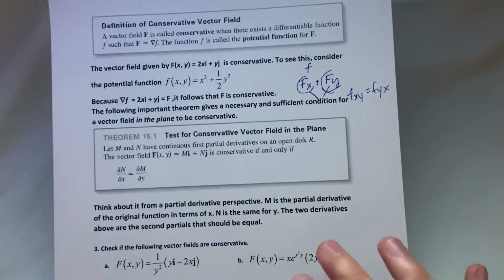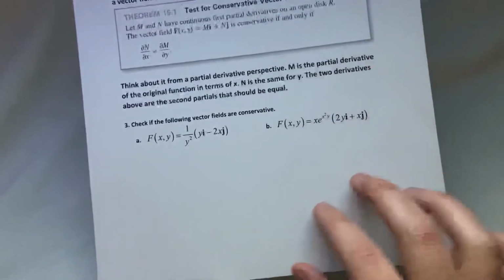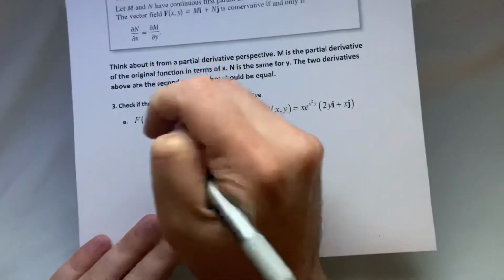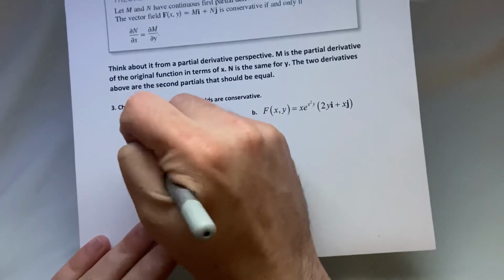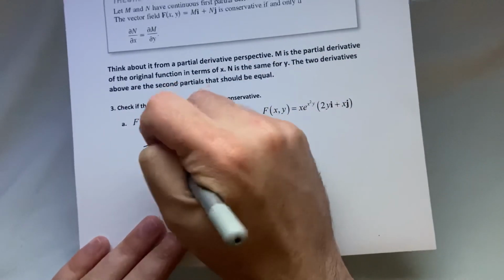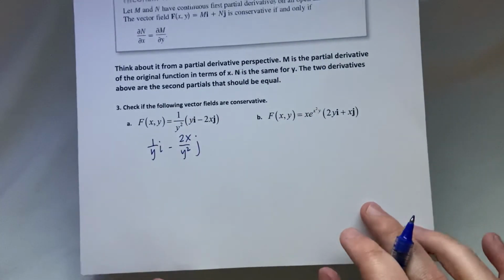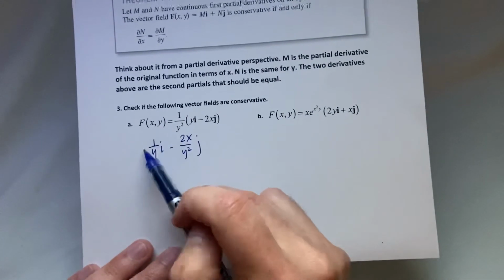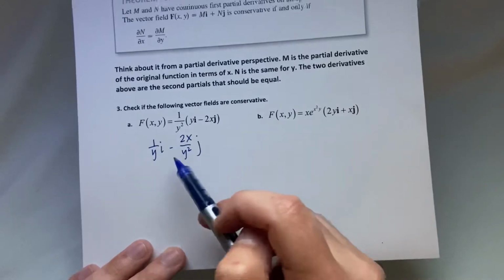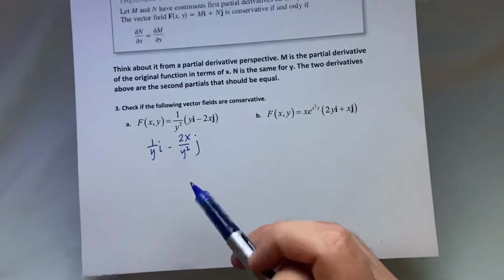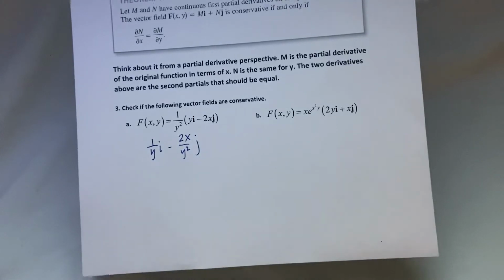So let's just look at A real quick. F of xy equals 1 over y squared times yi minus 2xj. If I distribute the 1 over y squared, that's 1 over y i minus 2x over y squared j. So basically, to check conservative, I need to take the y partial of my i term and the x partial of my j term, and see if they are equal.